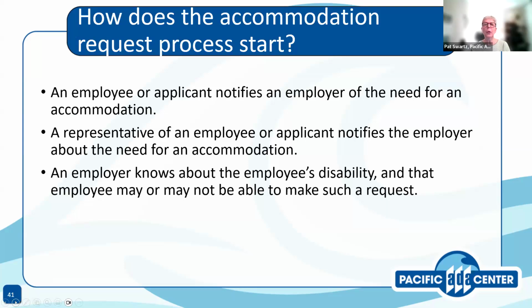And how does the accommodation request start? An employee or applicant notifies an employer of the need for an accommodation. You could do that in writing or talk to the employer, or a representative of the employee or applicant notifies the employer about the need for an accommodation. It doesn't have to be the applicant or employee. It could be somebody related to that employee, a representative. Or an employer knows about the employee's disability, and that employee may or may not be able to make such a request. So the employer can start the interactive process. Okay, and next.